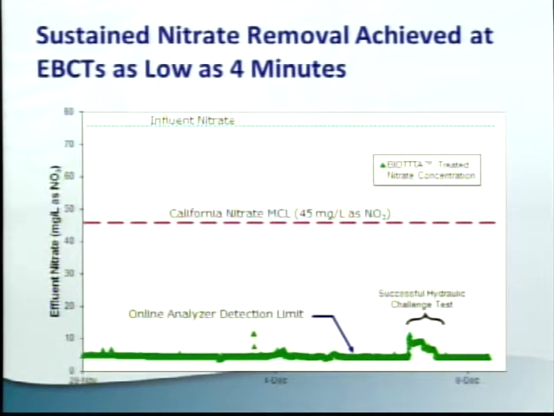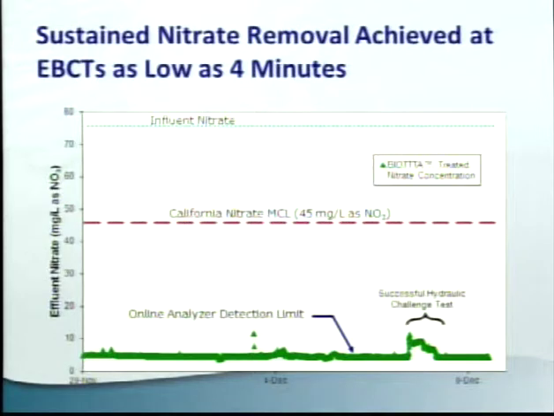This one in Southern California, where we're treating about 75 milligrams per liter of nitrate. You see the MCL line there, and our online analyzer is pegged at 5 milligrams per liter. We did run some hydraulic challenge tests down here, where we changed the flow rate at 15%, and you see that it bumped up for a little while and then came back down, settled back down to our detection limit there at 5 milligrams per liter.